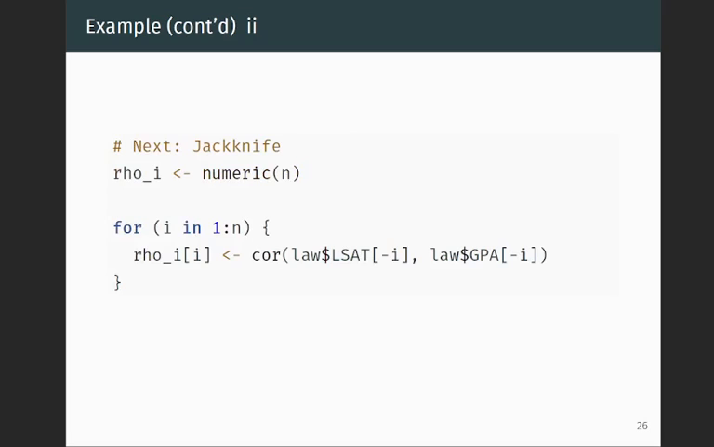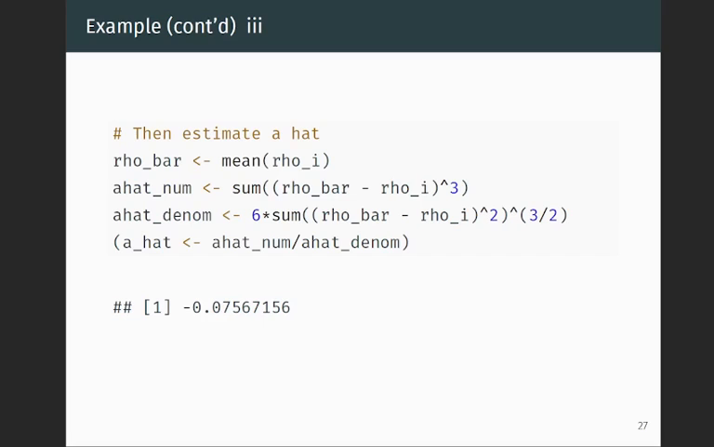Next, let's do Jackknife to compute alpha hat. So as usual, I'm pre-allocating memory, a vector of size n, and then with a for loop, i in 1 to n, I'm removing the ith observation and computing the sample correlation. Okay, and then we can use that to estimate A hat or alpha hat.